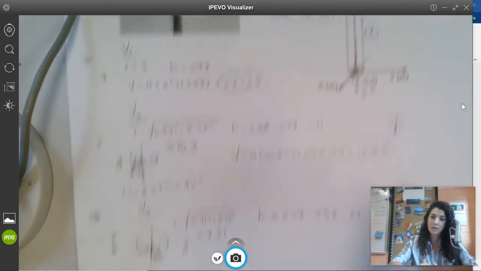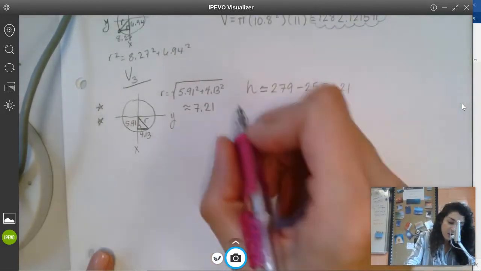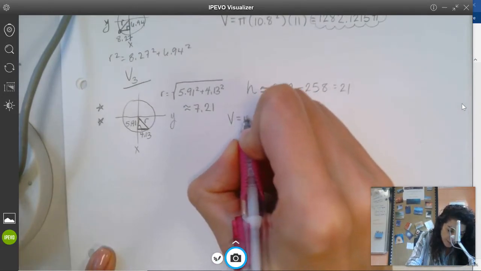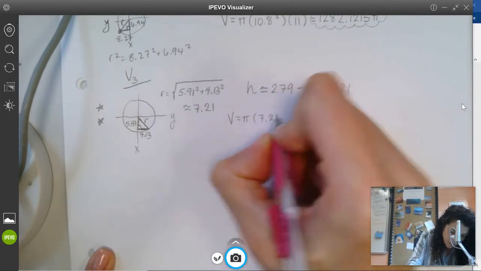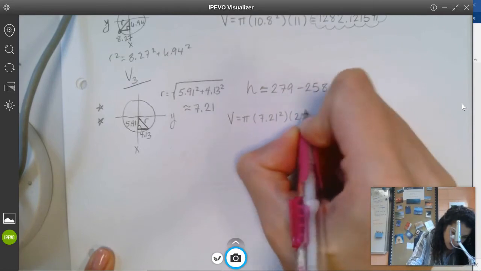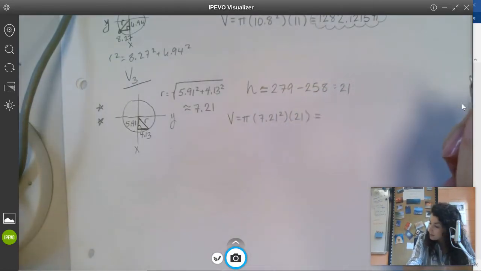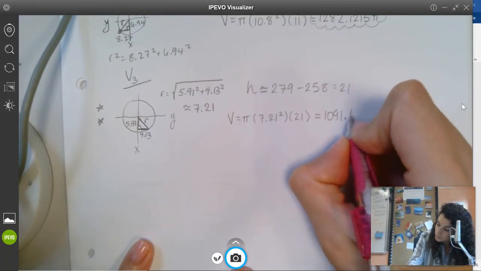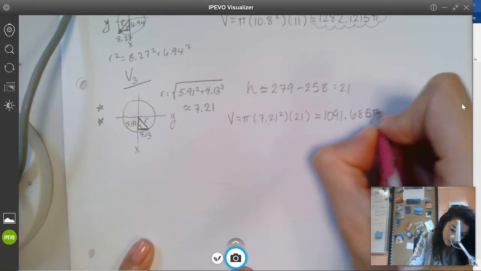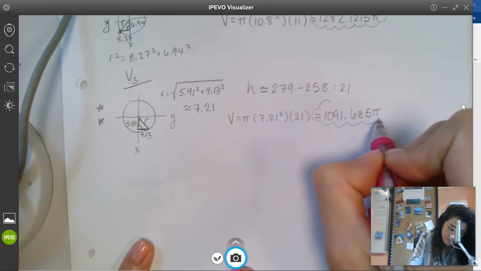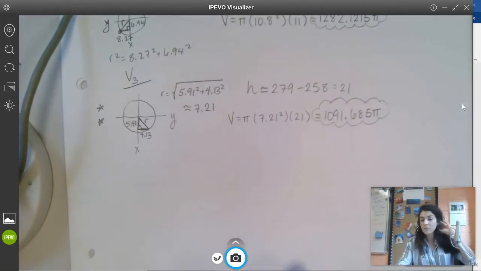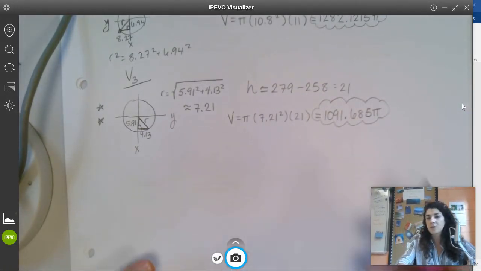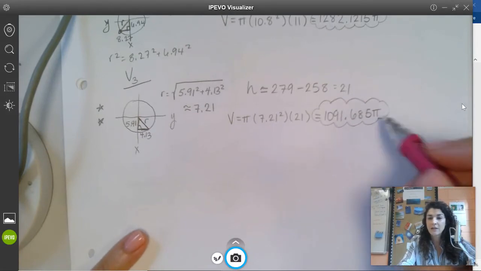Almost never. Okay, now that we have all of those pieces, I can put it all together, and I want to leave it in exact form. So again, I just write out all those decimals and leave it in terms of pi.